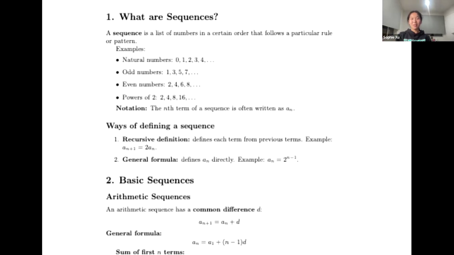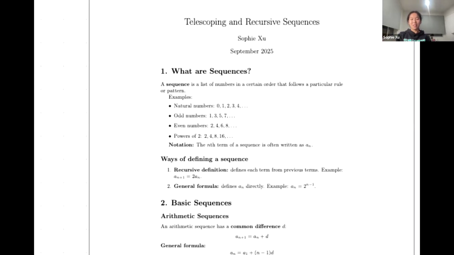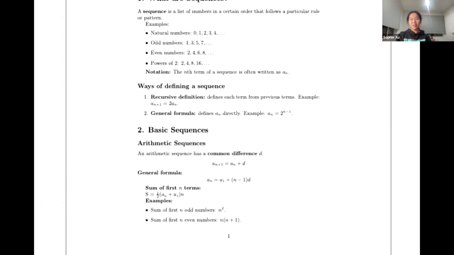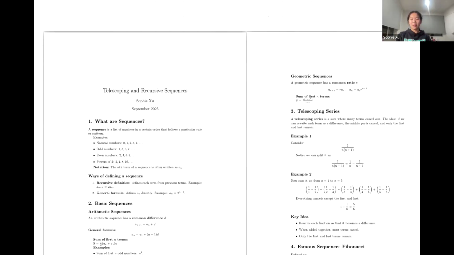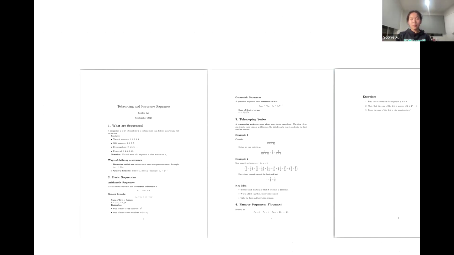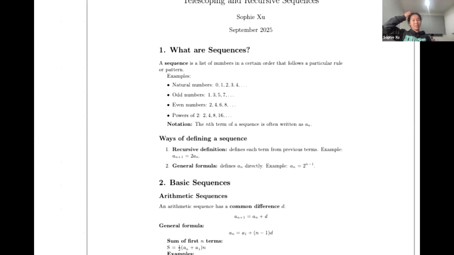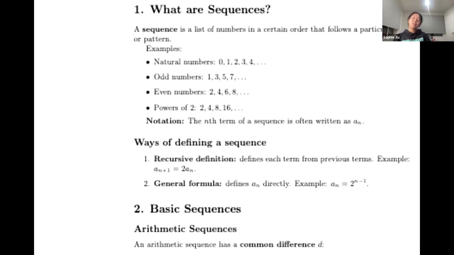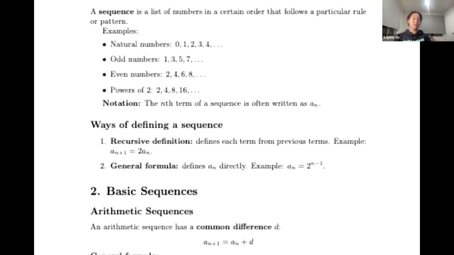Okay, so last time we talked about arithmetic and geometric sequences, right? And then we talked about the sum of them. So I might just go over them once again because otherwise there's not really much to talk about. Okay, so again, sequences is basically like what you guys learned in school, a list of numbers that have a pattern. And this time we're talking about telescoping and recursive sequences, right?